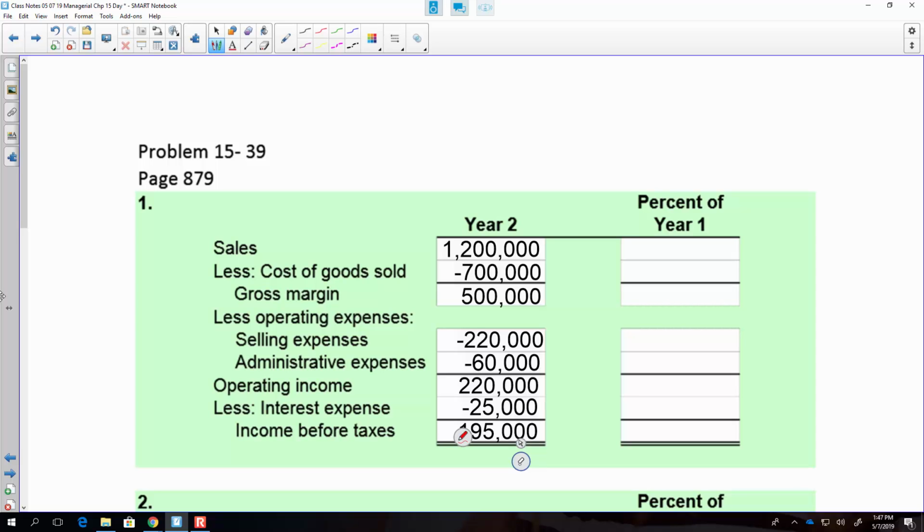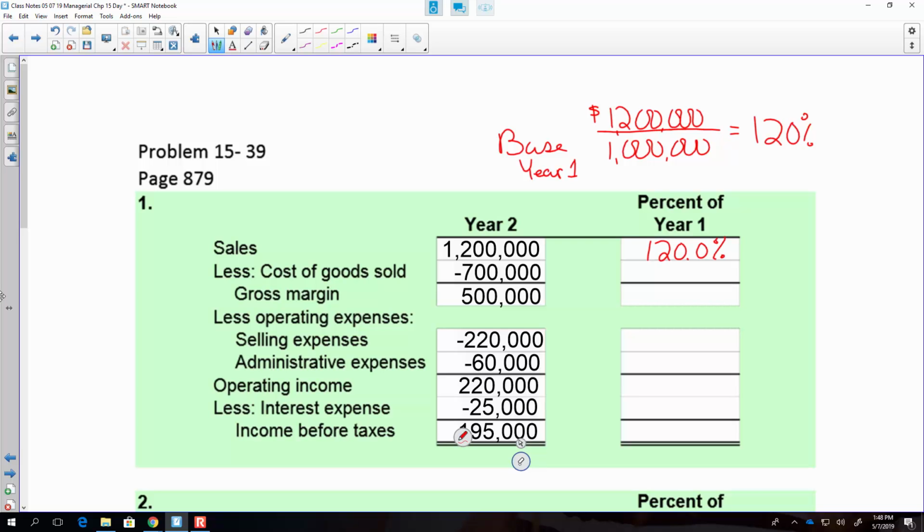So to get our first year percent column complete, we have to take our base year numbers. For sales, our base year 1 was $1 million. We put on year 2's amount of 1.2 million, which gives us a percentage of 120%. So that's actually our first number here, 120%.